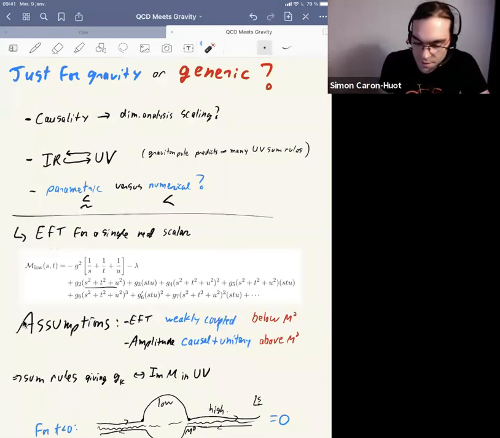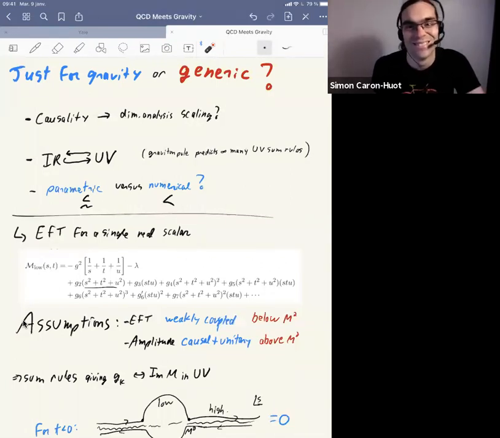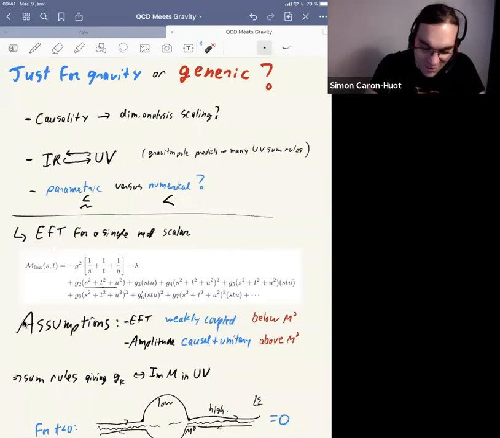So I'm going to try to explain that. And the last thing is, what we'd like to do is improve this kind of parametric bound to get actual numerical bounds. Like, the correction to gravity cannot be bigger than that number, otherwise you violate causality. So we want to get sharp numbers. And we're going to find that all these three things we can do even without gravity.